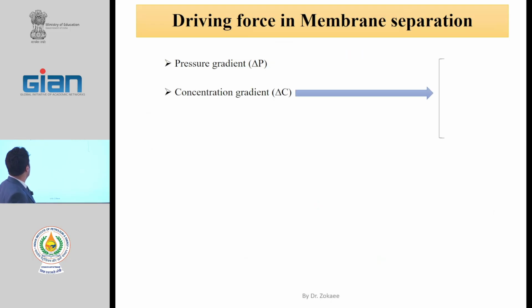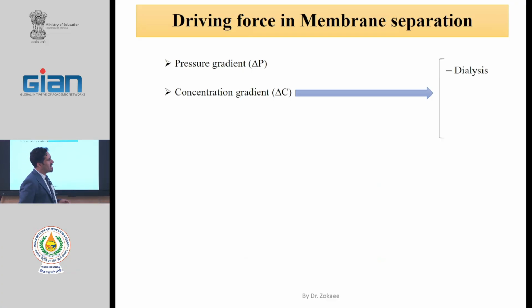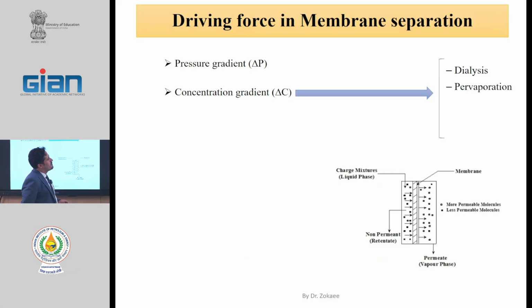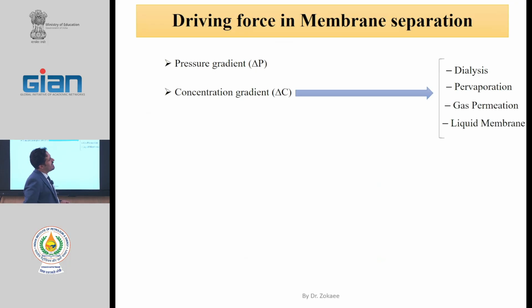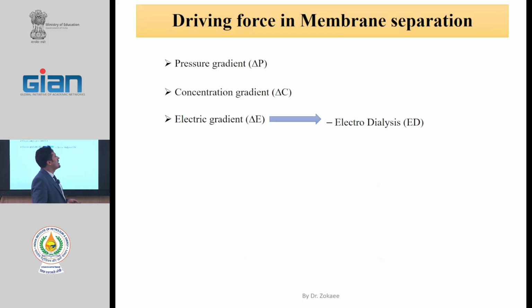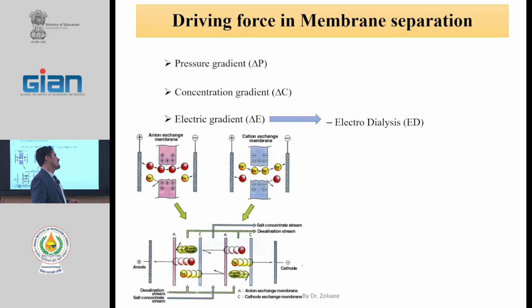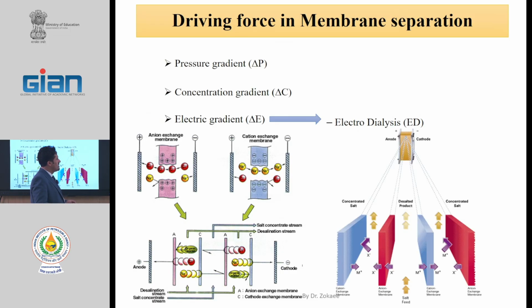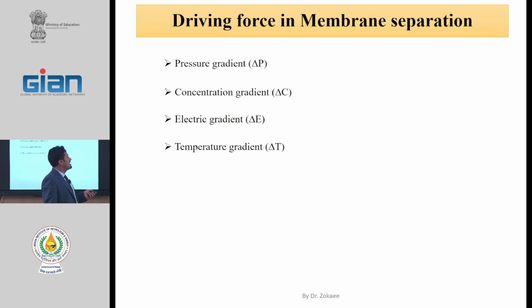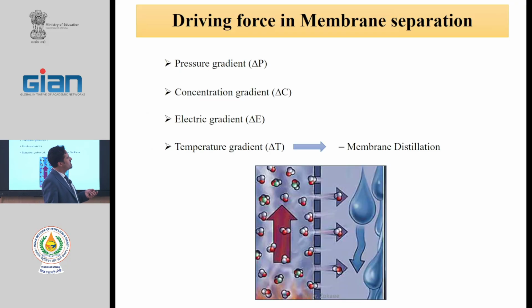Based on the concentration gradients, we have dialysis, evaporation, gas separation, and liquid membrane processes. We have 22 membrane processes that I present in this slide. For electric gradients, we have electrodialysis or electromembranes that I will discuss after these processes. And for temperature gradients, we have membrane distillation.